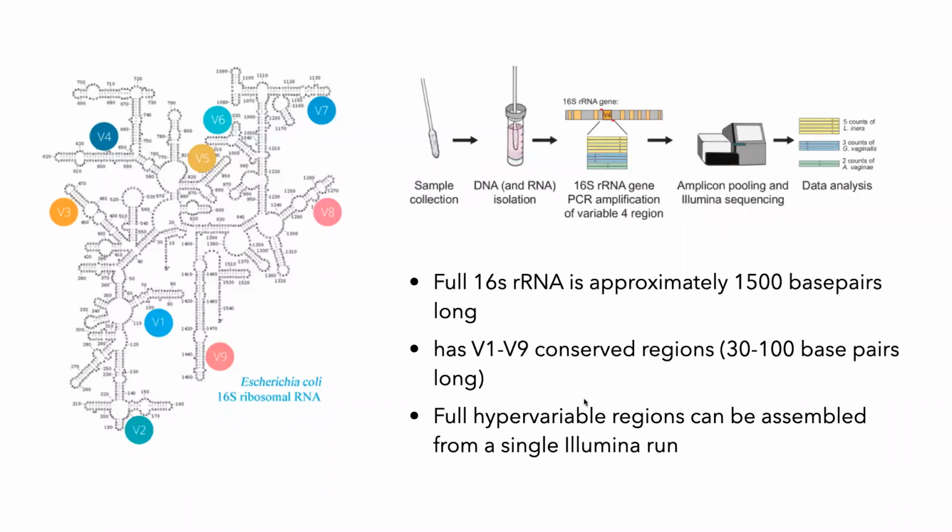and full hypervariable regions can be assembled from a single Illumina run, right? Why is this important? When we have these different variable regions, if we look at the full 16S ribosomal RNA, based on what you know about next generation sequencing, is this too long or long enough for the regular read, right?